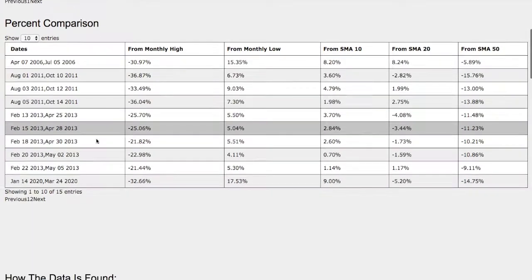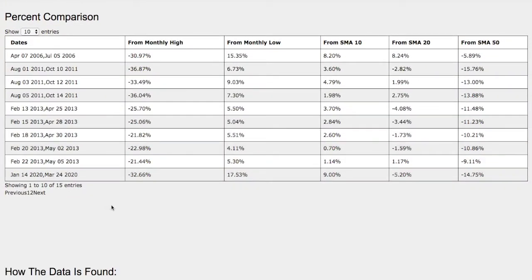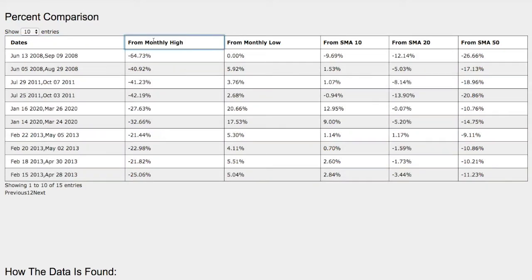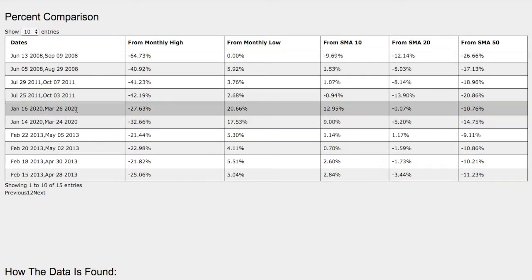And if we examine further in the technical comparison on the current trend, let's just see if we can find it. The current trend we have here is down 28% from monthly high, up 21% from monthly low, up 13% from 10 simple moving average, down 7 basis points from 20 simple moving average, and down 11% from 50 simple moving average.